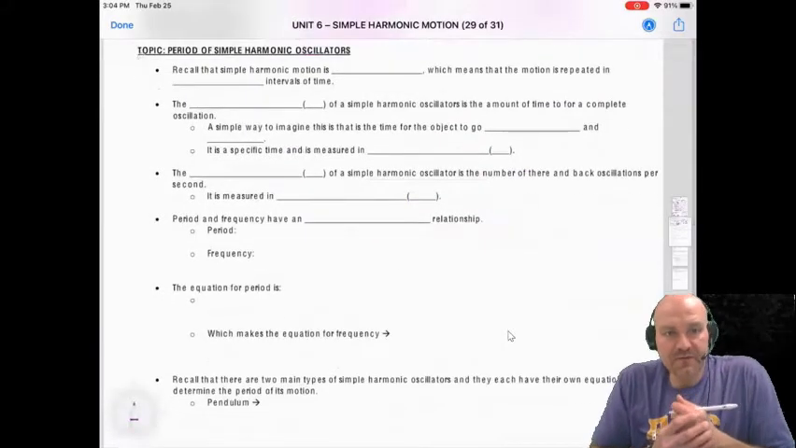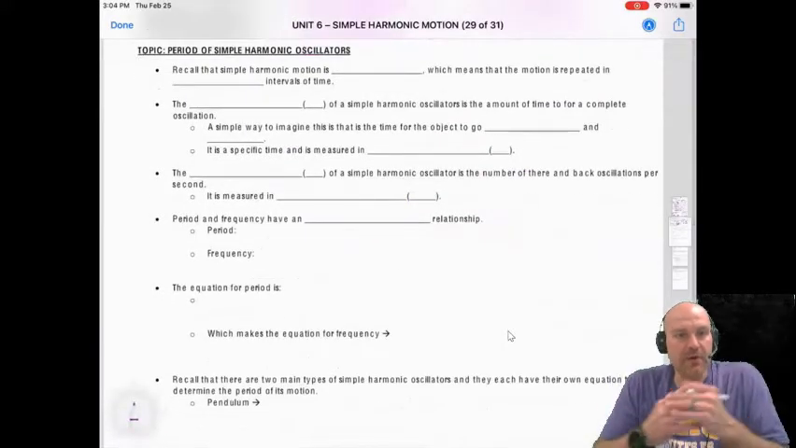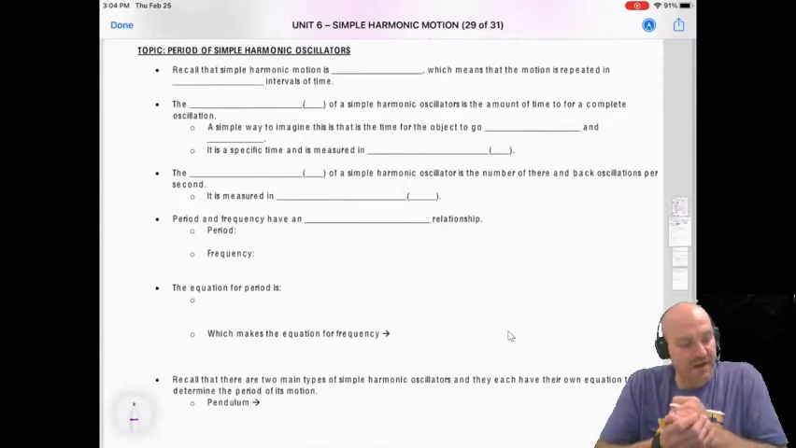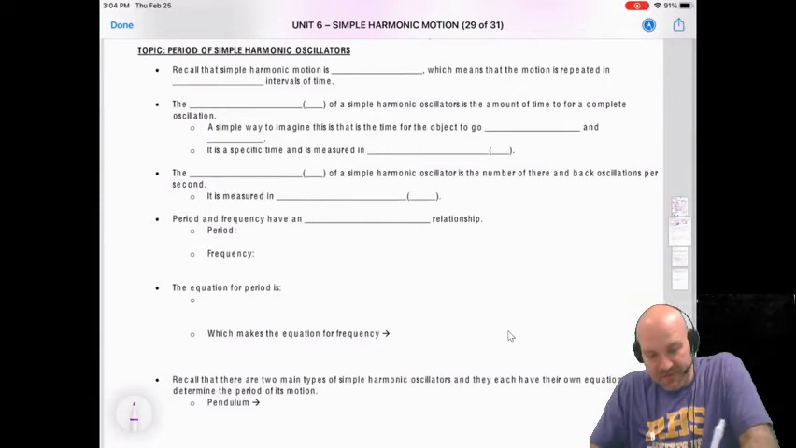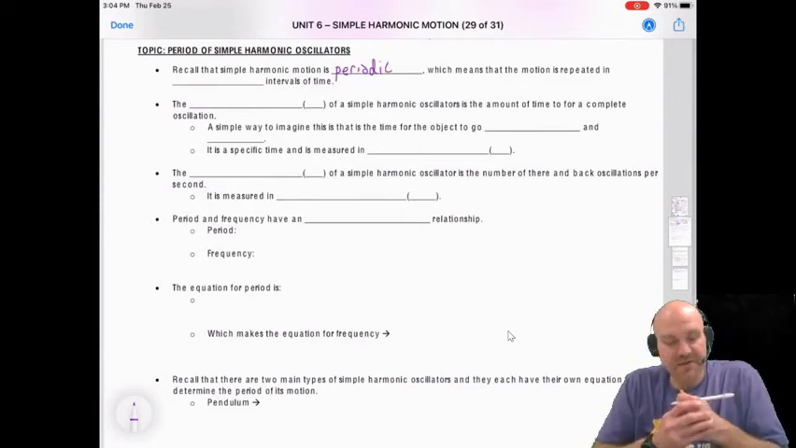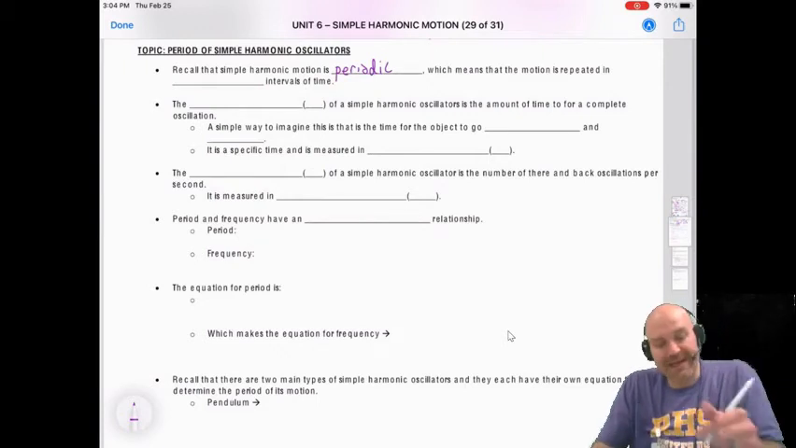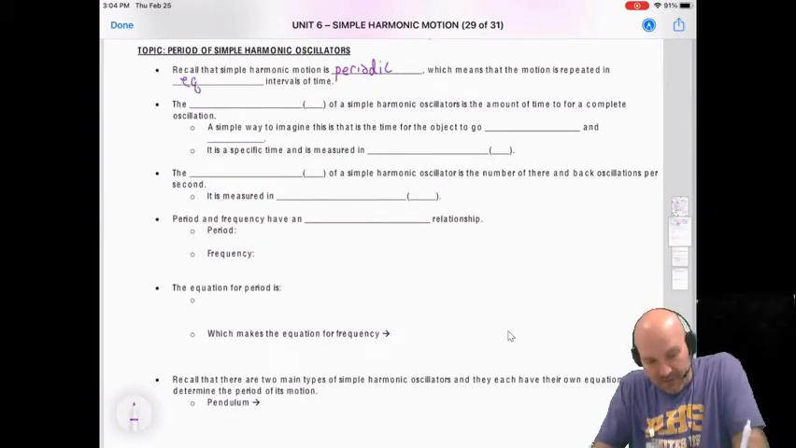All right, so here in this video, we're going to look at just what is the period of a simple harmonic oscillator. One thing to remember, and we talked about this a little bit in the last video, is that the motion of an oscillator is periodic, which means the motion is going to repeat in equal intervals of time.